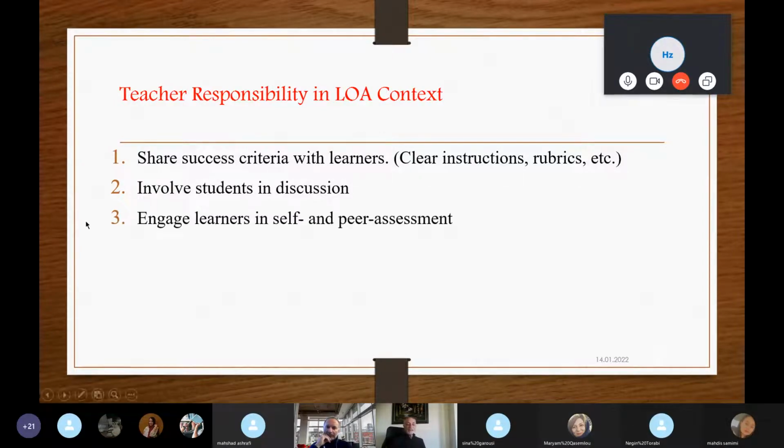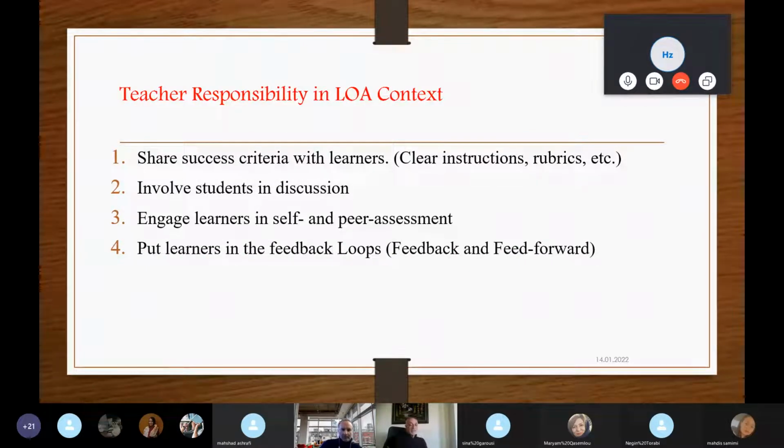Engage learners in self and peer assessment. Now, sometimes students are harsher on themselves than on their peers. And this leads to discussion. And that is what I like about it, because when they discuss, discussion leads to learning.